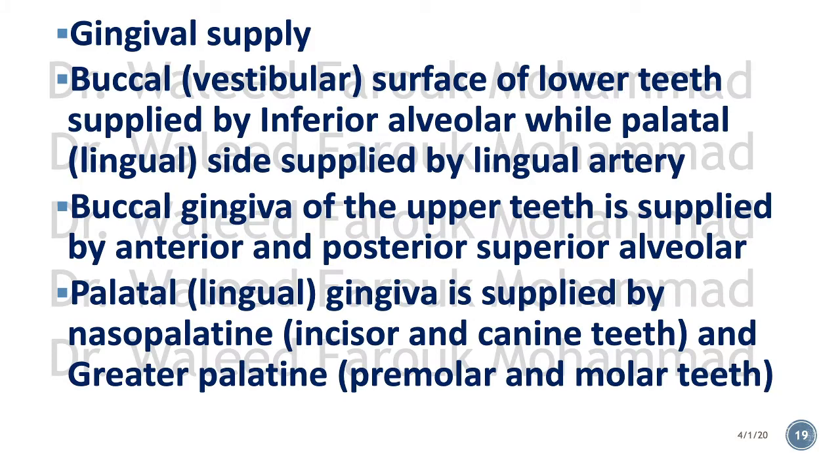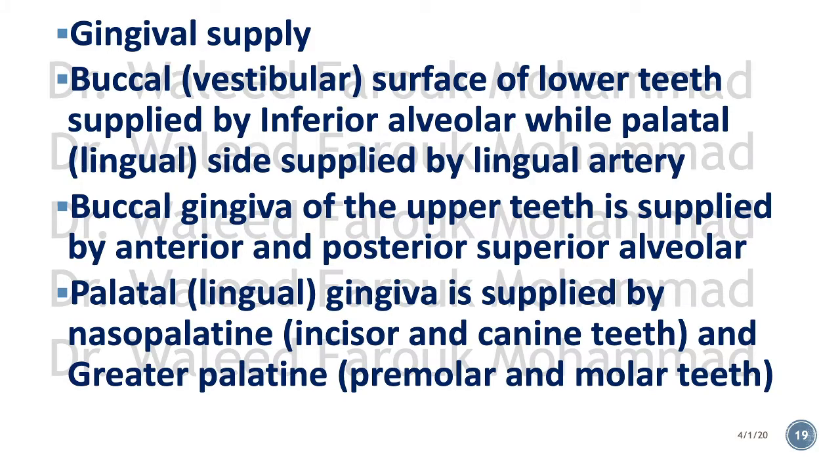Okay, buccal surface of the lower teeth is supplied by the inferior alveolar, while the lingual side is supplied by the lingual artery. It's logic, it makes sense. The buccal gingiva of the upper teeth is supplied by the anterior and posterior superior alveolars. The same rule. The artery that supplies the tooth supplies the buccal surface. The palatal or lingual gingiva is supplied, remember, the greater palatine vessels, by the greater palatine and the nasopalatine.